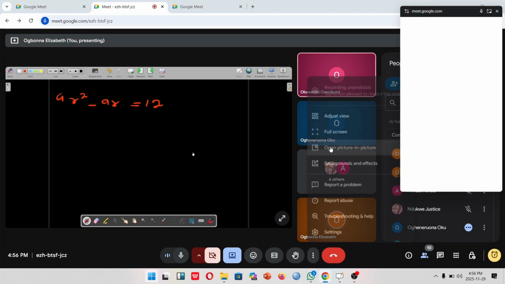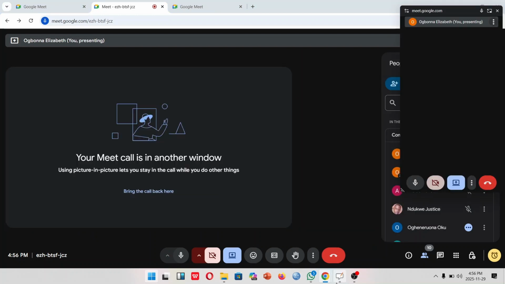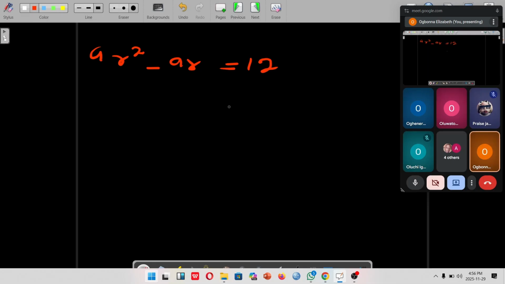Who can help Tope? Who can help her? Can I try? Oh yeah, try. Please do. Okay. The question says AR squared minus AR equals 12. Right? So the common factor there is AR. So to separate them, you have to divide. Exactly. So you put AR outside the bracket, then R.